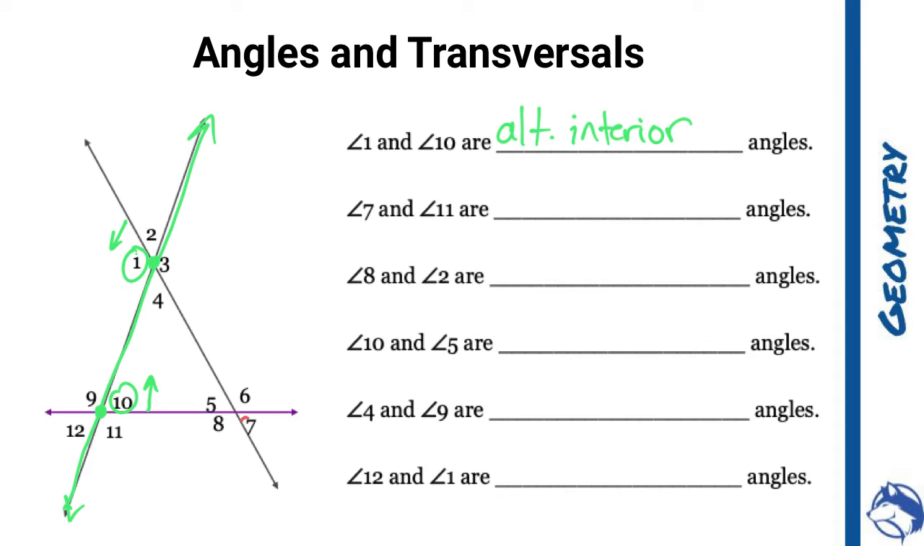7 and 11, so 7's down here and 11's down here, so I'm using these 2 points. So now I've got a new transversal. It's different, it's this line right here. And with that being the new transversal, it looks like 7 is on the bottom right and 11 is on the bottom right, so these are corresponding.